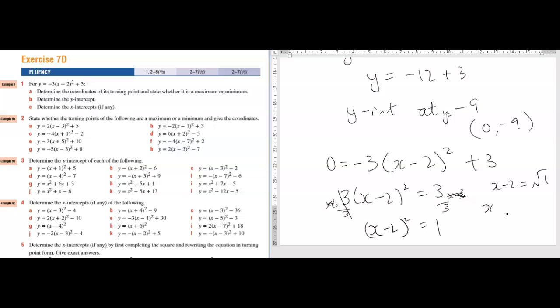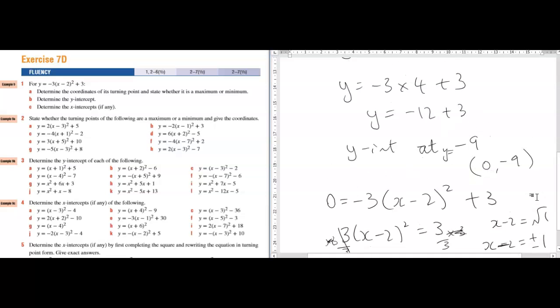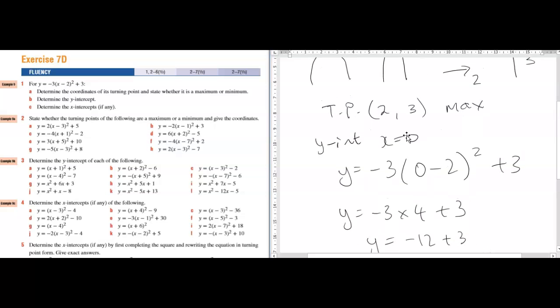Remember, when you're taking the square root, you get a positive and a negative. So we're going to have x - 2 = positive 1, and x - 2 = negative 1. When we bring that negative 2 over, it's going to be 1 plus 2, which is 3. And then bring it over as a plus, so it's going to be 1. Sorry, it's a bit small there, but there are our x-intercepts. So we've got 2 x-intercepts. Remember that the turning point is halfway between those two, so we can see that is at 2, which is good.